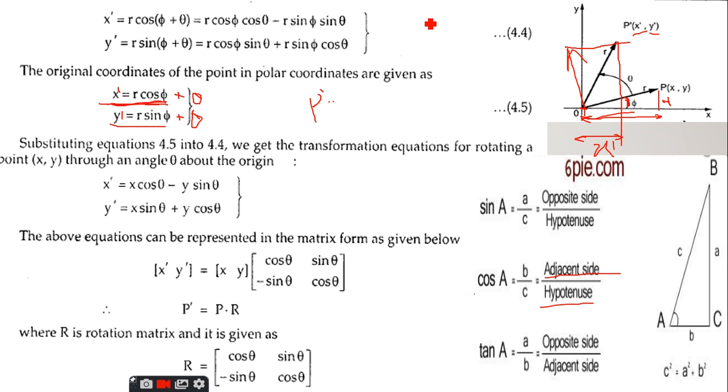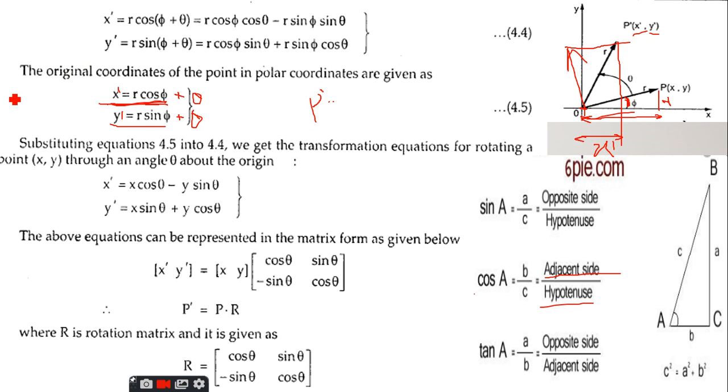Now this is a simple trigonometric formula, cos(A plus B) and sin(A plus B). The formula for cos and sin of A plus B, what is that? Cos(A plus B) is equal to cos A cos B minus sin A sin B, and sin(A plus B) is equal to sin A cos B plus cos A sin B.